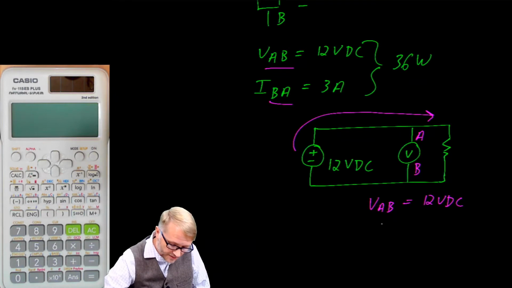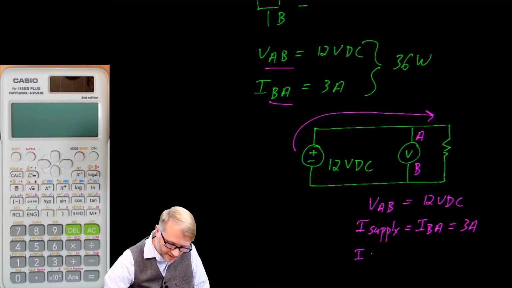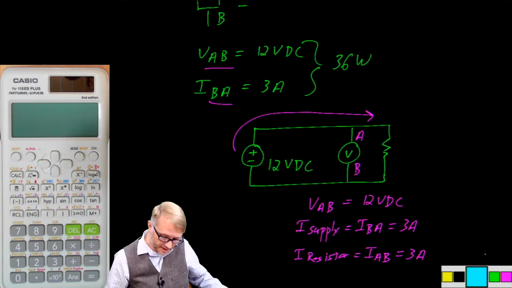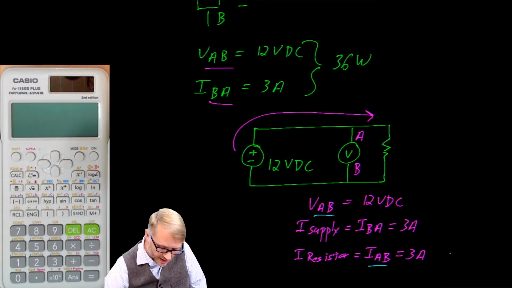But the current is different. The current on the supply is a current B in the direction of A, and we'll call that 3 amps. The current on the resistor is a current A in the direction of B, equals 3 amps. Again, if we look at the subscripts, AB, AB, we would say the resistor consumes and the supply, well, supplies.